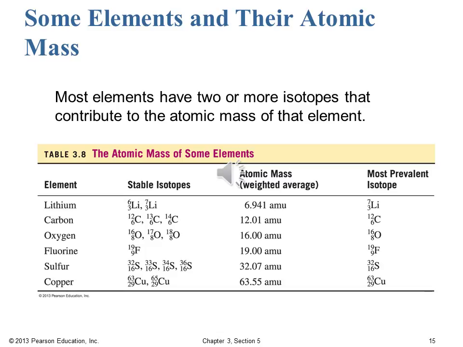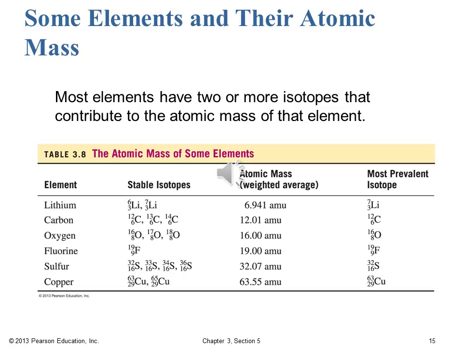Alright, here we see table 3.8, and that just lists a few elements and their stable isotopes. And again, most elements have 2 or more stable isotopes that will contribute to the atomic mass of that element. That's not always the case. If you look at fluorine, fluorine has just 1 stable isotope. So all the fluorine atoms that occur in nature that are stable, non-radioactive, they're all fluorine-19.